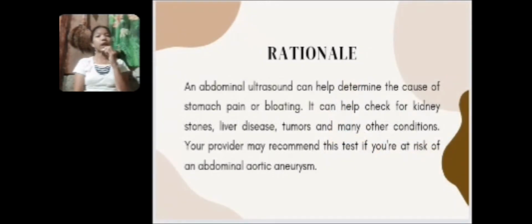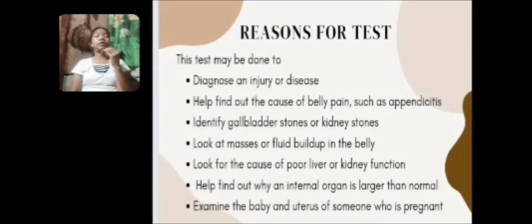Next is the rationale. The abdominal ultrasound can help determine the cause of stomach pain or bloating. It can help check for kidney stones, liver diseases, tumors, and many other conditions. Your provider may recommend this test if you are at risk of an abdominal aortic aneurysm. So, next is the reason for the test. This test may be done to diagnose an injury or diseases.